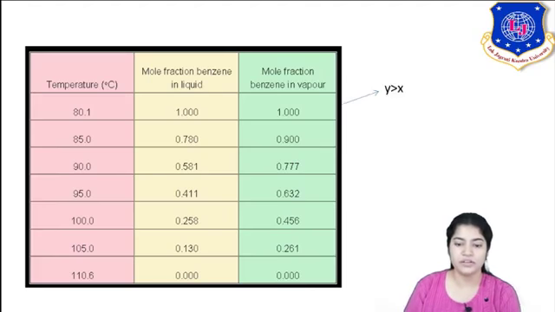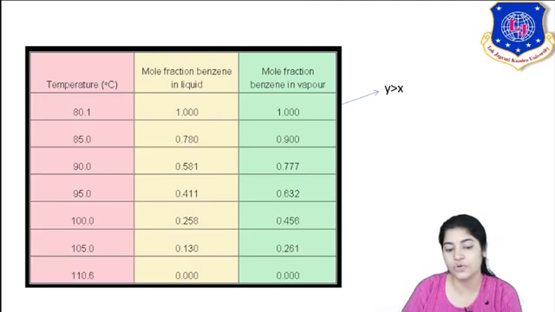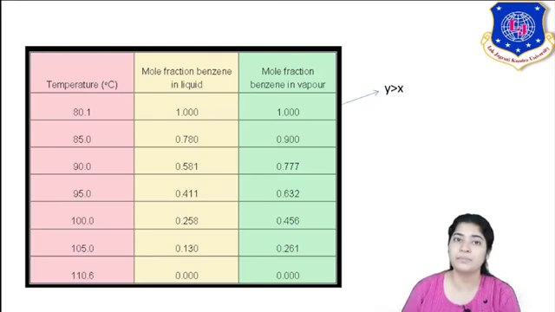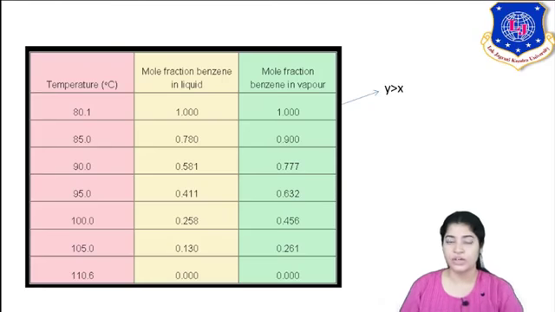From the data you can note that my vapor phase composition is always more than the liquid phase composition. It's natural. For distillation to work as a separation method, your vapor phase composition must compulsorily be more than the liquid phase composition. Then only will separation take place.